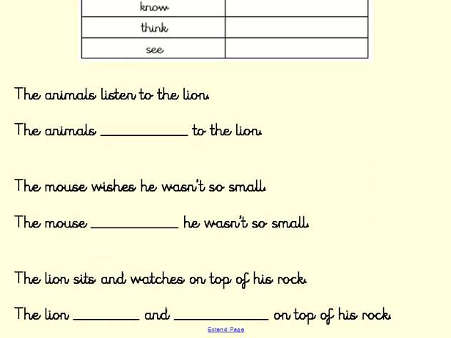Then you've got some sentences here. Okay, so the animals listened to the lion. In the past tense, what would that be? The animals listened to the lion. The mouse wishes he wasn't so small. The mouse, he wasn't so small. And here we've got two of them. The lion sits and watches on top of his rock is the present tense. I want you to change it to the past tense. The lion and on top of his rock.